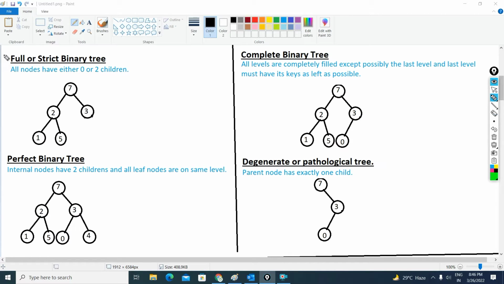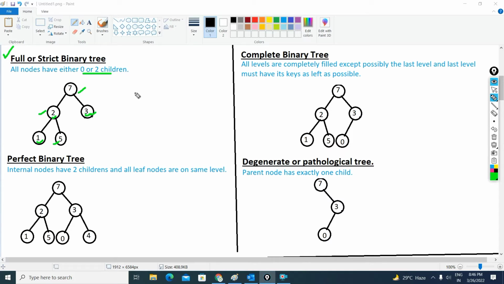The first one is the full or strict binary tree. In this, all nodes have either 0 or 2 children. You can see in the diagram, this node has exactly 2 children and this node also has exactly 2 children. Now, if I see this node, then this node has 0 children. So this is fulfilling the property of the full or strict binary tree.